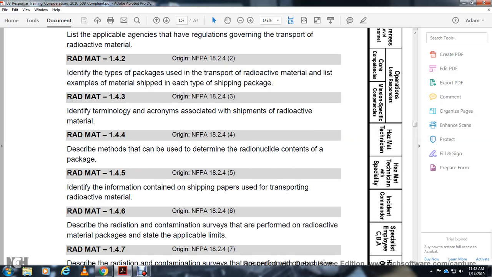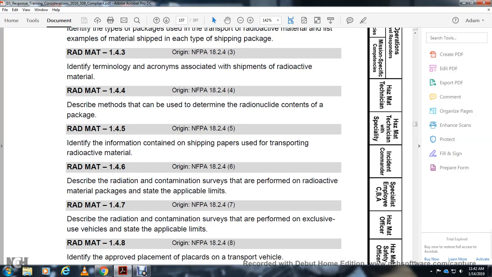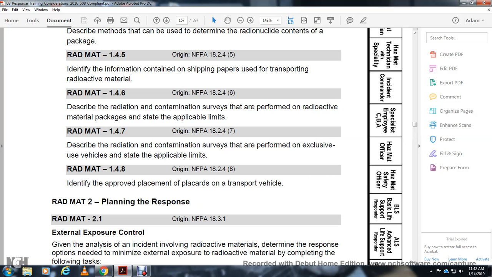For the transportation of radioactive material, describe the radiation and contamination survey to perform on a radioactive material package, and the applicable limits. Describe the radiation and contamination survey to perform on an exclusive-use vehicle, and the applicable limits, as well as the proper placement of placards on the transport vehicle.